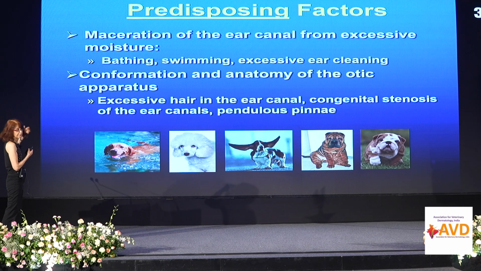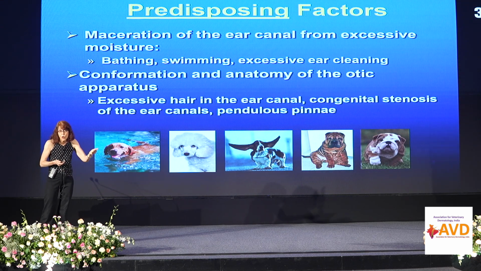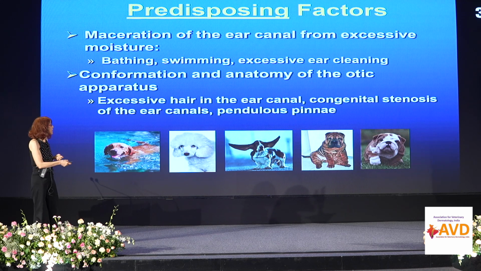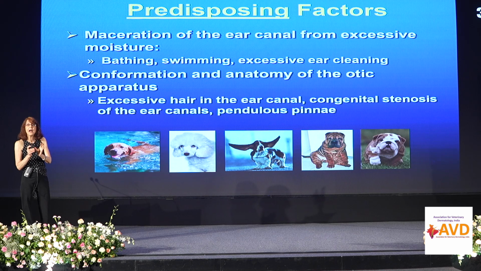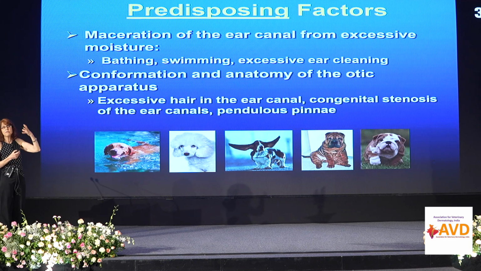Conformation and anatomy of the otic system, for example excessive hair in the ear canal that can change the microenvironment, that can trap moisture, and again predispose to otitis. Congenital stenosis of the ear canals, you see here in Shar-Peis, due to that excessive deposition of mucopolysaccharides in their skin. So the skin is all puffy, right? And the canals are narrow, okay? Brachycephalic breeds also have a narrower canal than other breeds, especially the horizontal canal. Pendulous pinna again trap moisture, change that microenvironment and can change the barrier and predispose to an infection.